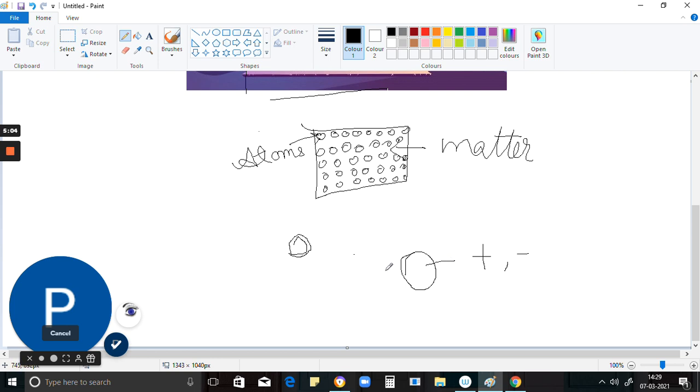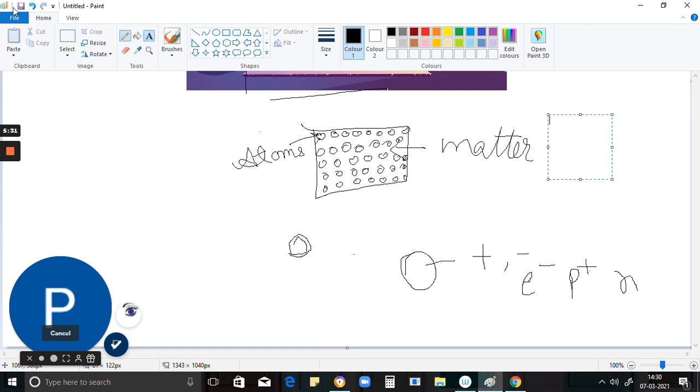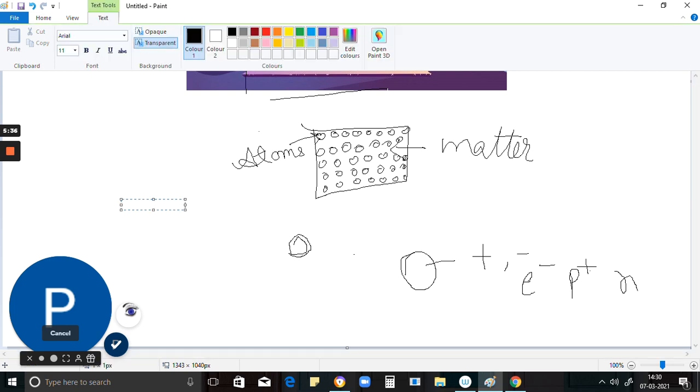Suppose this is the atom. Inside the atom there are 3 particles, everyone. The first particle is an electron, the second particle is a proton, and the third particle, does anybody have any idea about the third particle in an atom? No, it is a neutron. Very nice. I will type down the subatomic particles of an atom. The first one is electron, the second one is proton, and the third one is neutron.